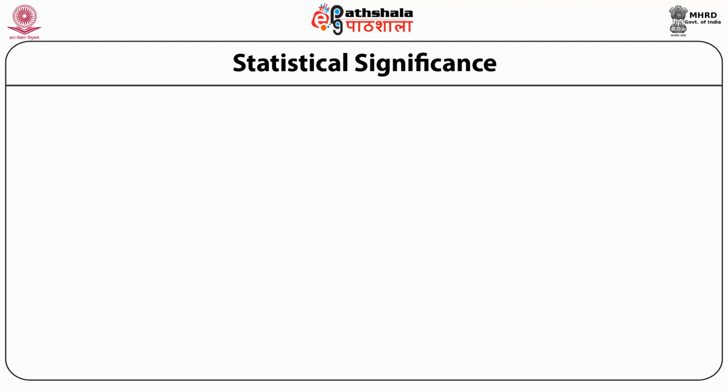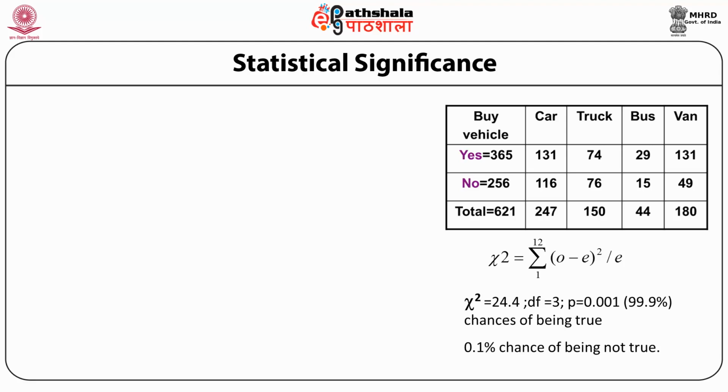A statistical inference example is given here. Somebody is interested in buying a vehicle: car, truck, bus or van. This depends upon personal choice. So here the columns are car, truck, bus, van versus yes or no. So this is Oi minus Ei. I got a p-value of 0.001, which is significant. There is a 99.9% chance of it being true, so we reject the null hypothesis. Statistical significance means probably true, not by chance.